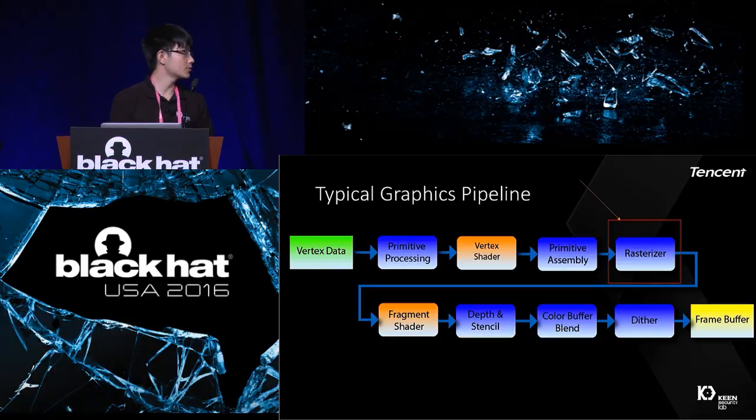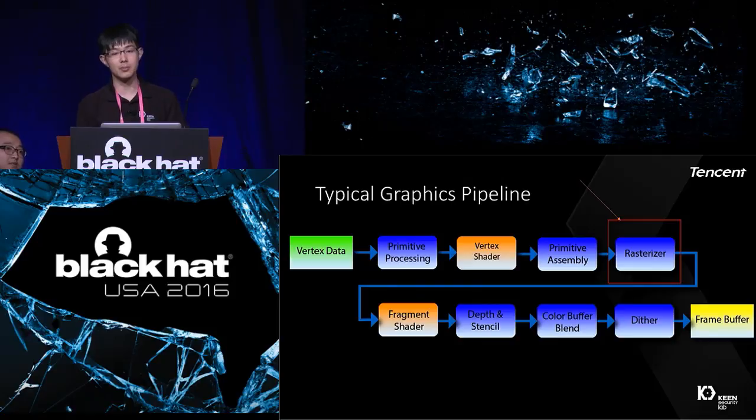The OS kernel graphics pipeline is not as complex as the OpenGL one, but there are still some critical steps, and one of them is the rasterization step. The rasterization step contains the Pleat operation, and the Pleat operation actually contains the vulnerability we found.